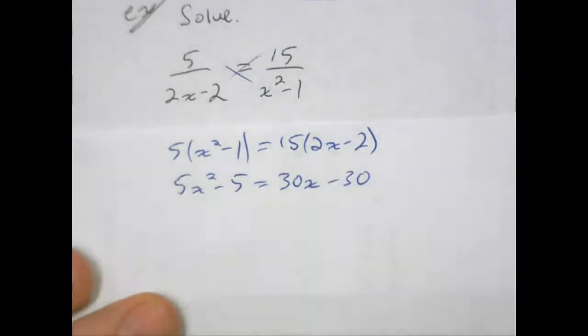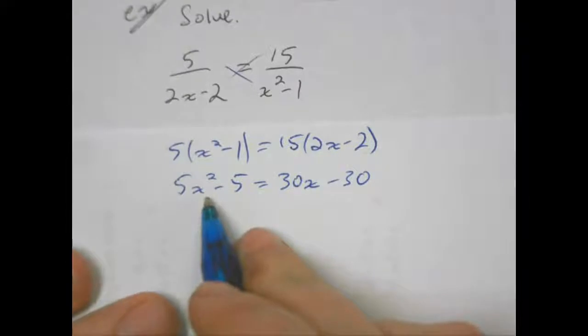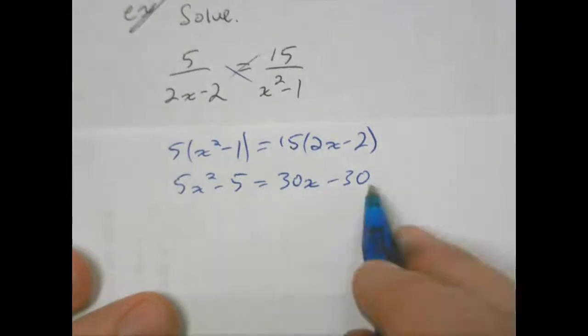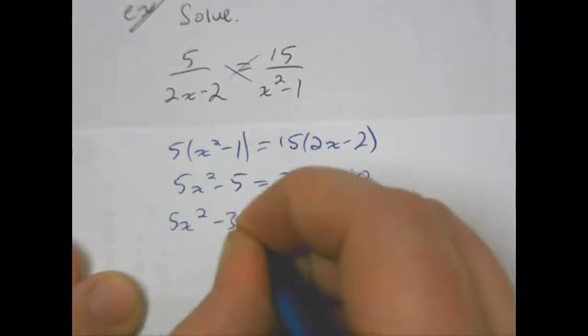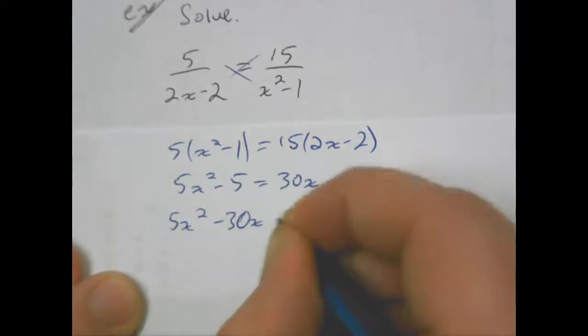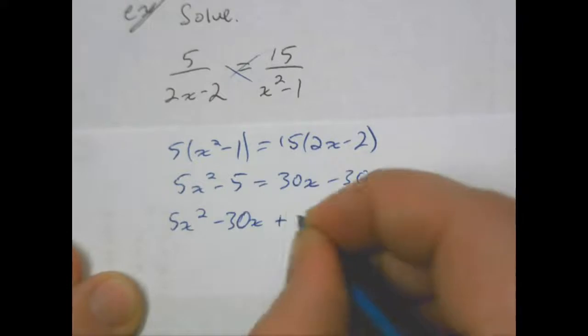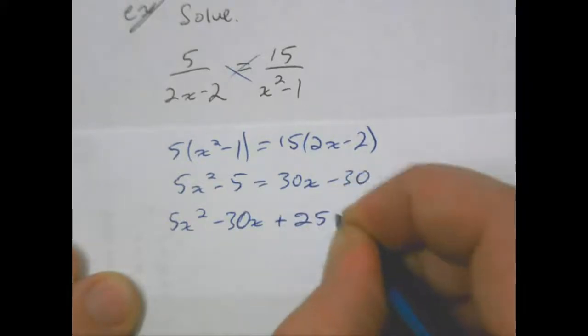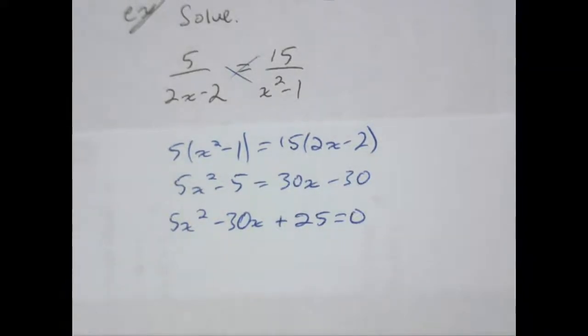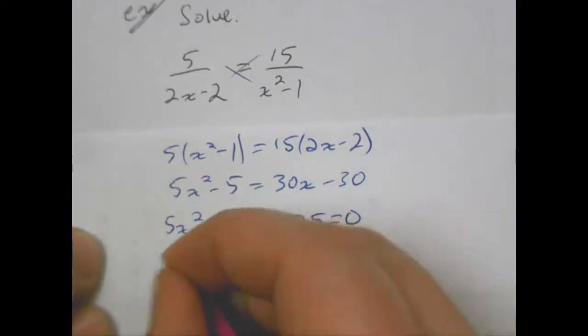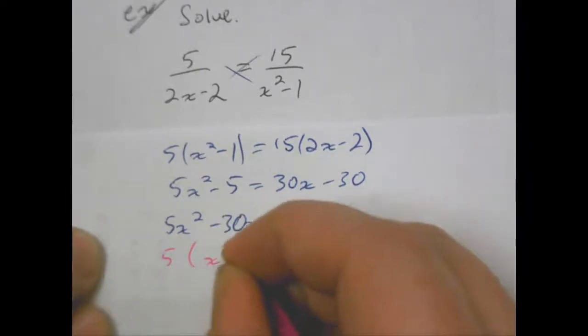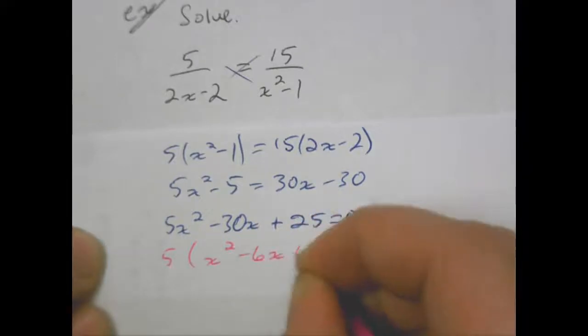And then I'm going to get them on the same side because I have a quadratic function. So I'll have to subtract the 30x, add the 30. So I have 5x squared minus 30x plus 30 and 25 equals 0. So now out of all of this, it's going to make our lives a lot easier if we can go ahead and factor out the 5. Recognize that because everything here is divisible by 5. So factoring out a 5 leaves us x squared minus 6x plus 5.